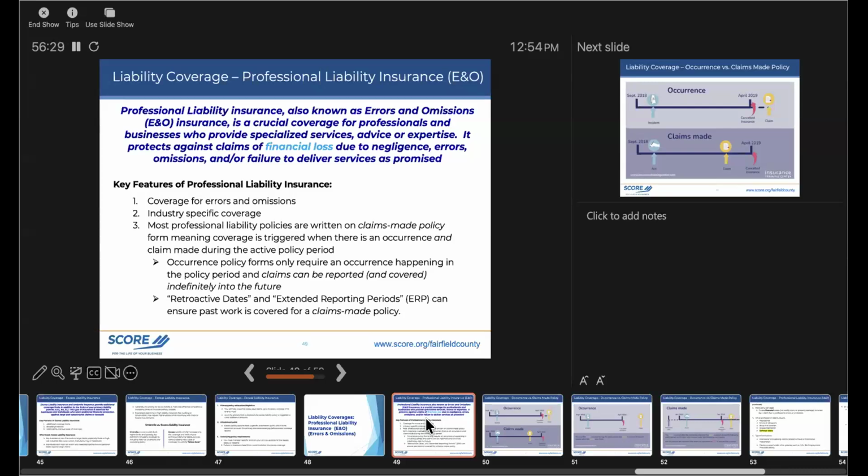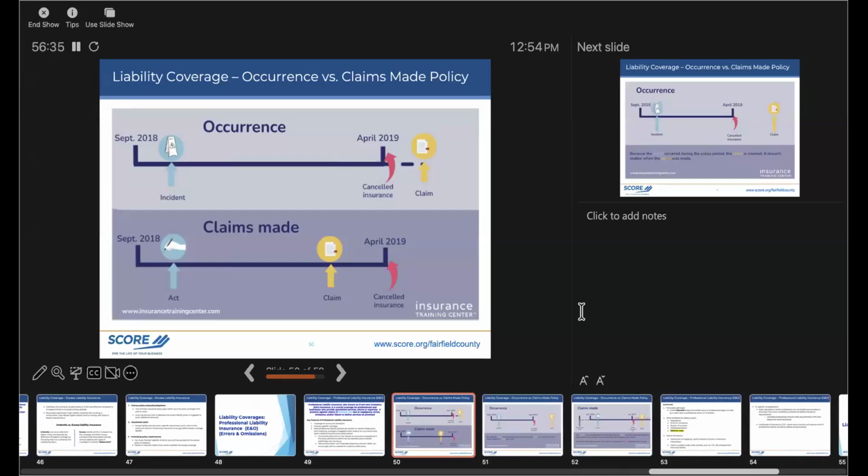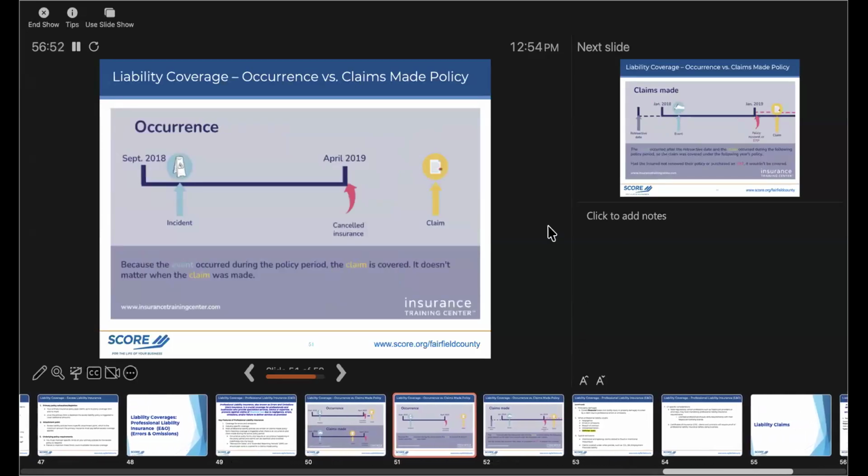Claims made, not necessarily the same. Claims made, you have to have the claim come within a policy period that's active. So if you don't buy what's called an extended reporting period, or if you don't renew with the same insurer year after year, you will lose the ability to have a claim paid after a certain amount of time.